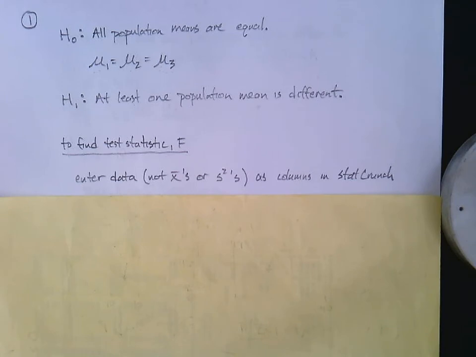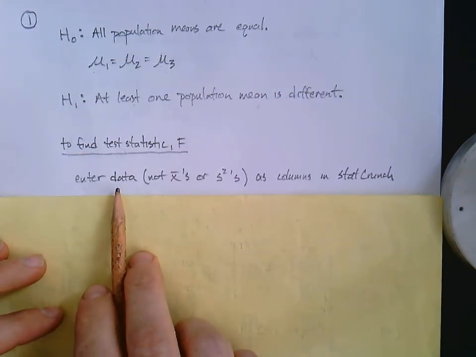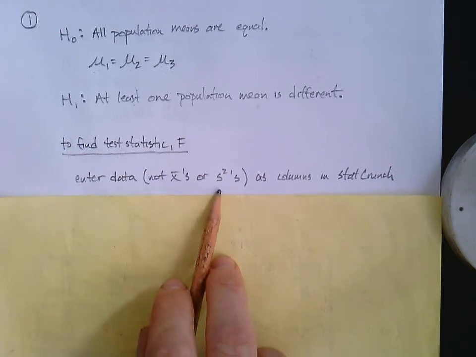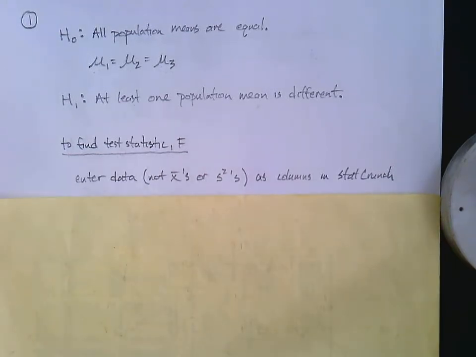So we want it in the problem because that's the way we see it in the statistical literature, but we don't include it when we're actually doing the test statistic. Okay, so just the data from each of the 5 patients, not the X bars or the S squares, put those as columns into StatCrunch. And you may even retitle each one of the columns: medication, exercise, diet. That might make things go a little smoother as well. Okay, once you have all those 15 numbers entered as 3 columns, what are you going to do then?